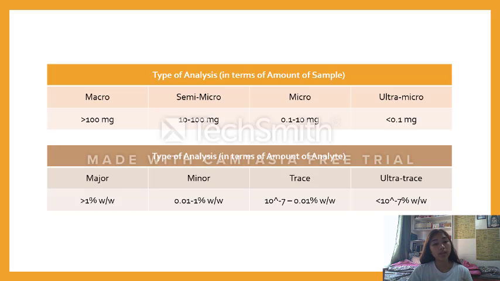Next, for the amount of analyte, if ever gani greater than 1%, ang kanang WWDA guys kay mass percent na siya. If ever greater than 1% siya, so it is considered major na analysis. If ever 0.01 to 1% kay minor. If ever 10 to the power of -7 to 0.01%, it is considered as trace analysis. And if ever less than siya sa 10 to the power of -7%, kay ultra trace na siya.